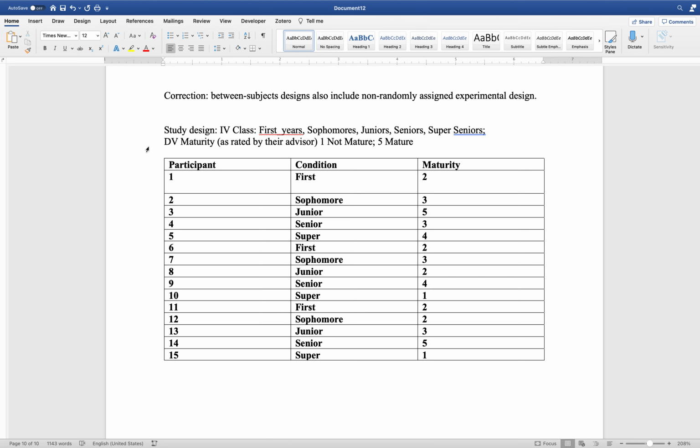So the design is simple: class in school, first year, sophomores, juniors, seniors, super seniors, and their maturity level is rated by their advisors. The null hypothesis is that there is no difference in maturity across different classes, and your job is to do all 5 steps. So go ahead and pause this video and give that a shot. I will give you the answers shortly.